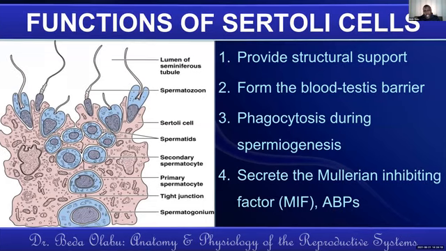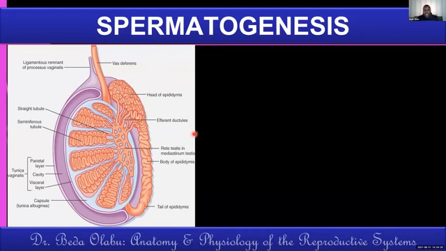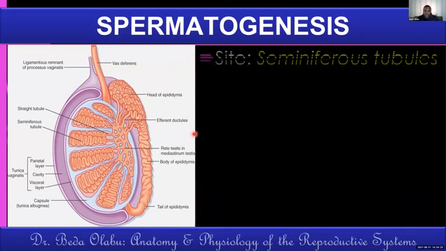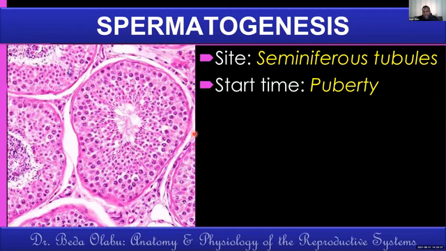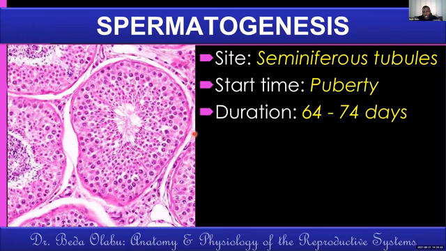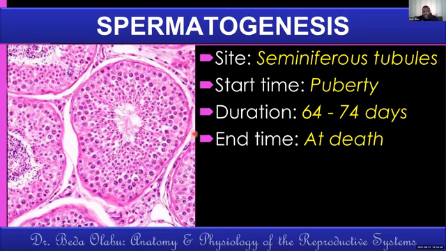Okay, having said that, let's revisit the story of spermatogenesis. So we agreed that the site of spermatogenesis is the seminiferous tubules of the testis. We also agreed that the process of spermatogenesis begins sometime in puberty, not before puberty. But it takes about 2 months to form a single sperm. The process of spermatogenesis usually does not end until that man dies. So it continues throughout life.